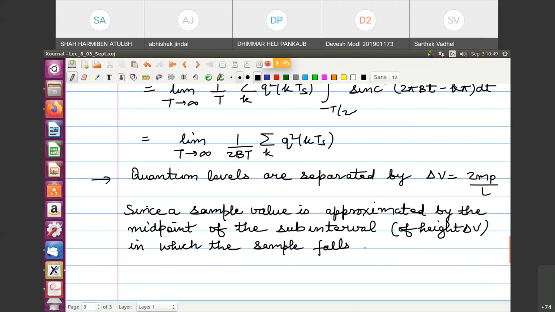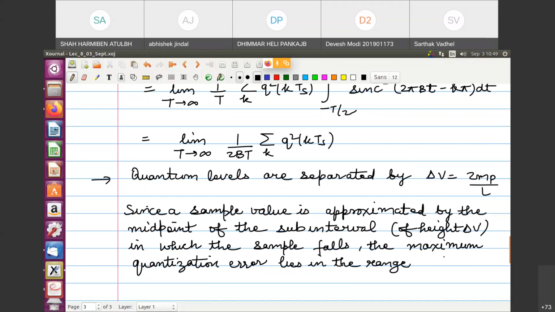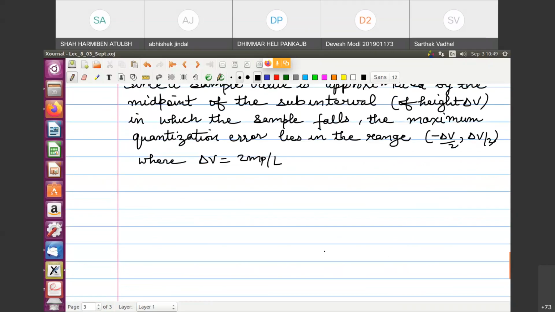the maximum quantization error lies in the range minus delta V by 2 to delta V by 2, where delta V is twice of Mp by L. So this you can observe. Let us see why.